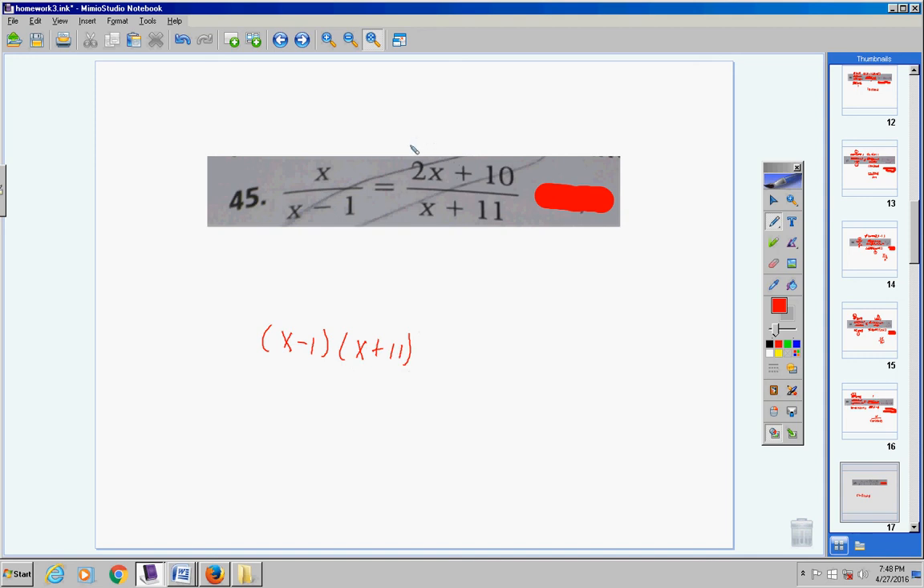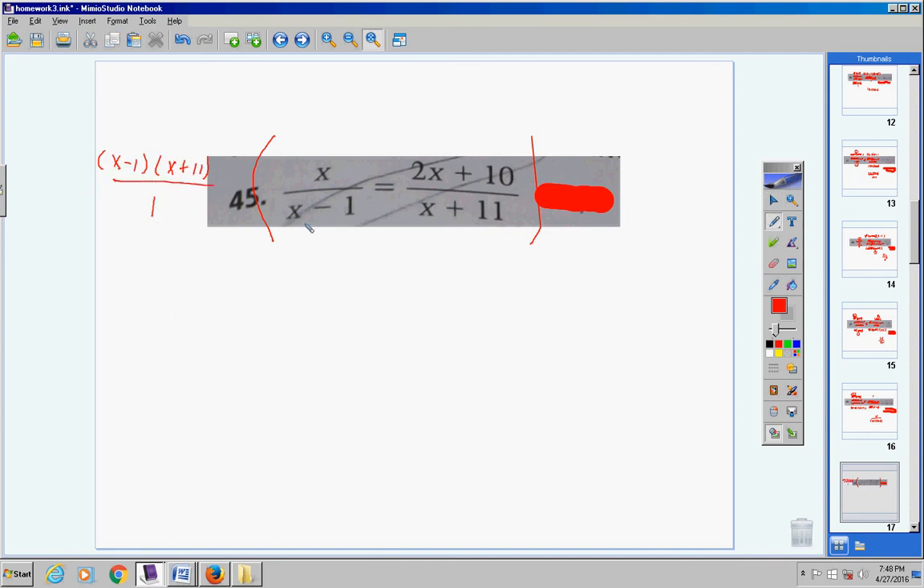Actually, you factor the denominators. This is what I've taught you to do. You factor the denominators because you're looking for a common denominator, okay? So now we're going to multiply this entire equation by this right here over 1. That's my common denominator.